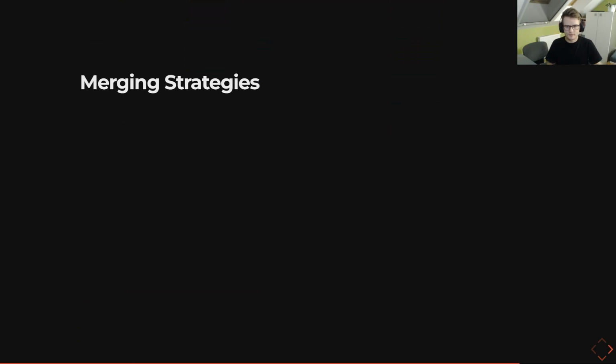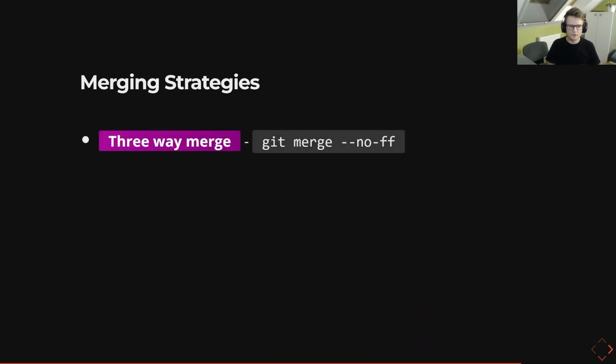The other thing is that merging strategies are also no longer problematic. When I'm performing the three-way merge, or the git merge --no-ff command, it means that I'm creating a new merge commit from 2 branches, and it's just a classic merge.